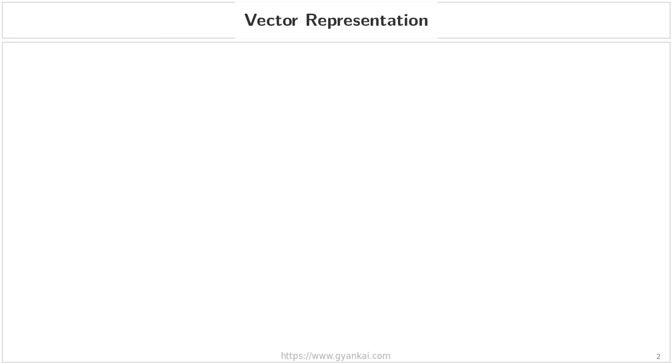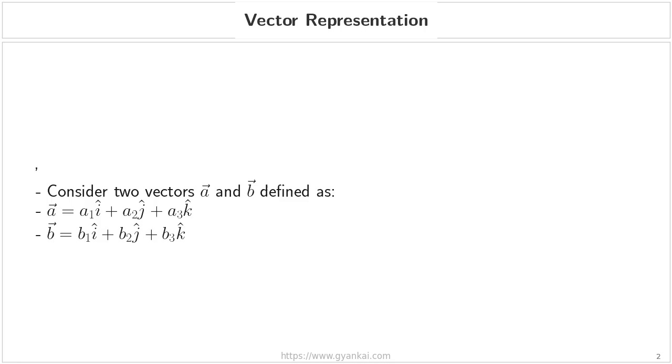Vector representation. Now that we've established that we can represent vectors using the standard basis vectors i hat, j hat, and k hat, let's look more closely at how we actually write them down. To prepare for our algebraic operations, let's consider two general vectors, vector A and vector B. We can define vector A as a sub-1 i hat plus a sub-2 j hat plus a sub-3 k hat. Similarly, we can define vector B as b sub-1 i hat plus b sub-2 j hat plus b sub-3 k hat.